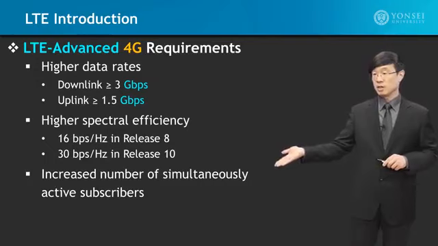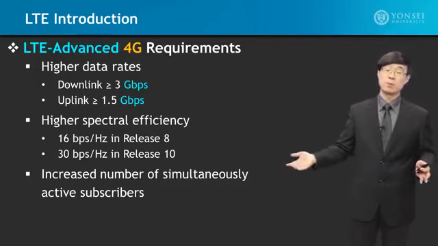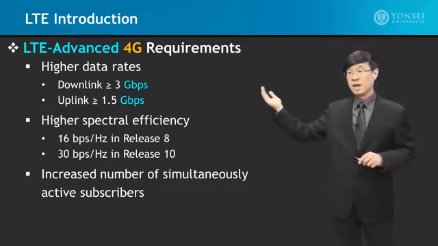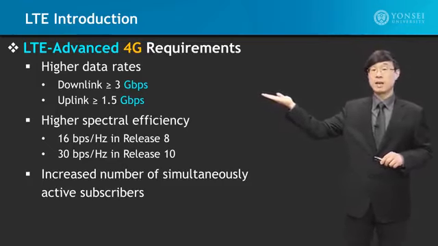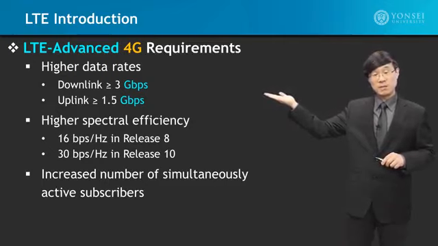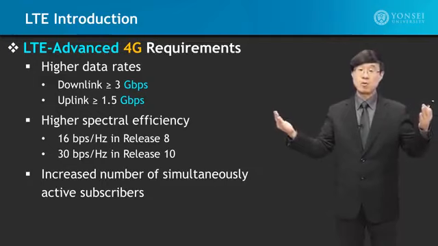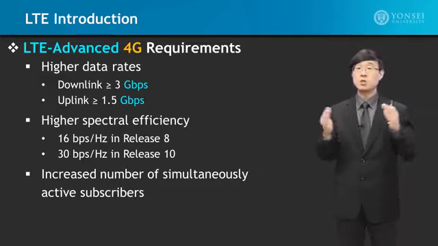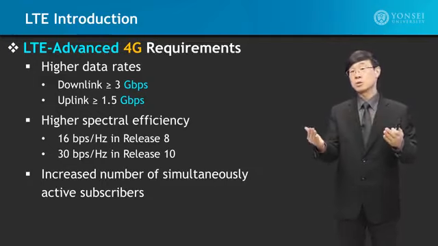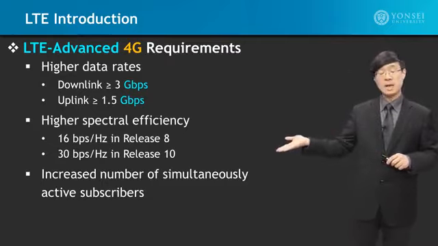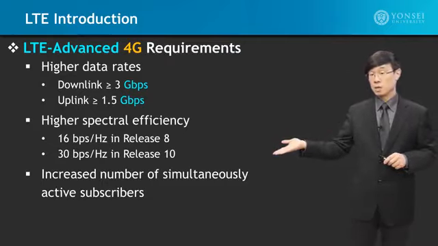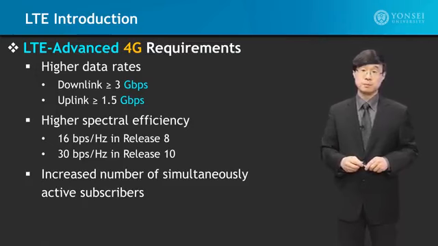In addition, an increased number of simultaneous active subscribers can be supported. This is possible because of the target data rates of downlink at 3 gigabits per second and uplink at 1.5 gigabits per second. Due to the broader bandwidth that was provided in data rate, this could be shared by more users, and therefore an increased number of simultaneous user support is possible.